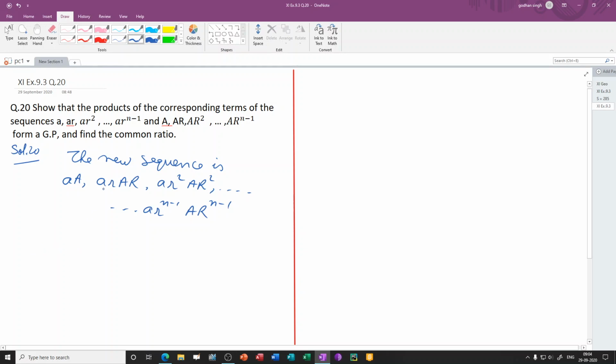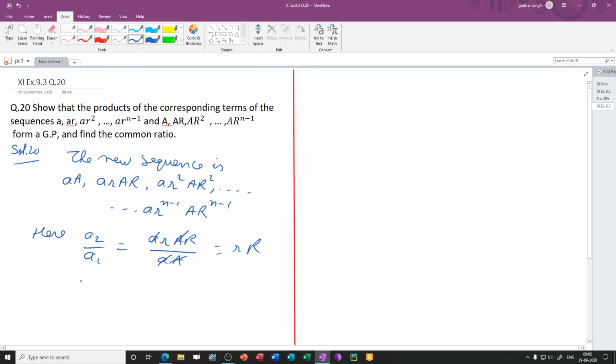So now let us see whether this forms a GP or not. For a GP we know that the ratio of the second term and first term should be equal to the ratio of third term and second term, and so on. Here let's suppose this is A1, this is A2, this is A3. So here A2 by A1 equal to ar capital AR over small a capital A. So small a and a cancel, capital A and capital A cancel. So we'll be getting small r capital R.